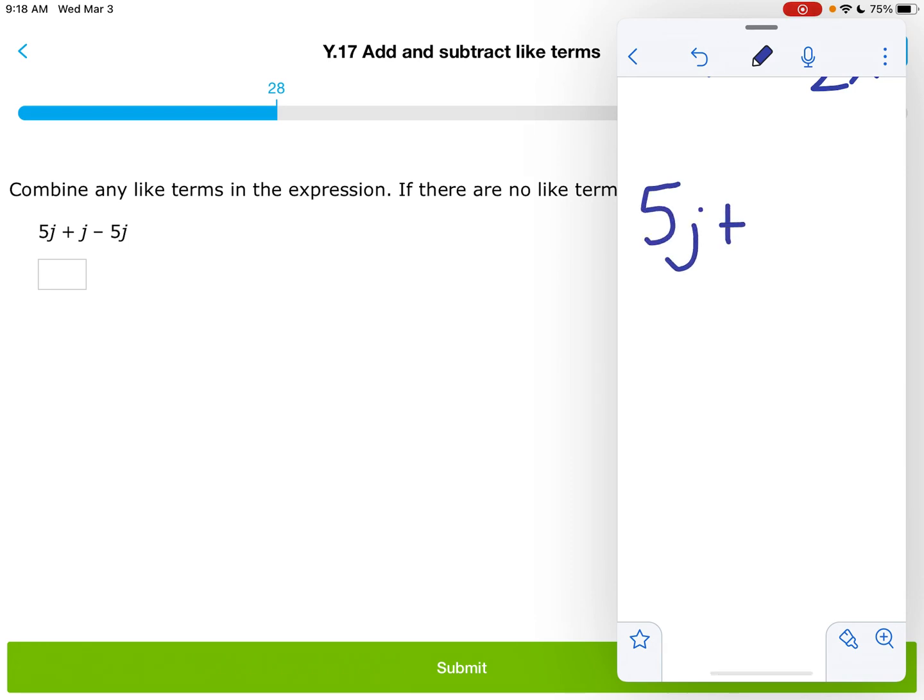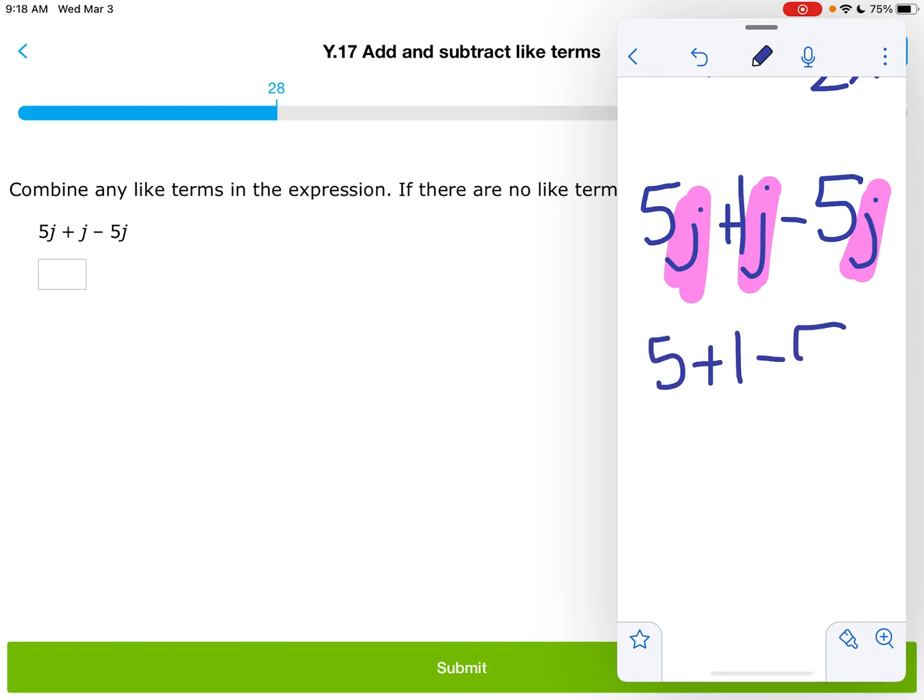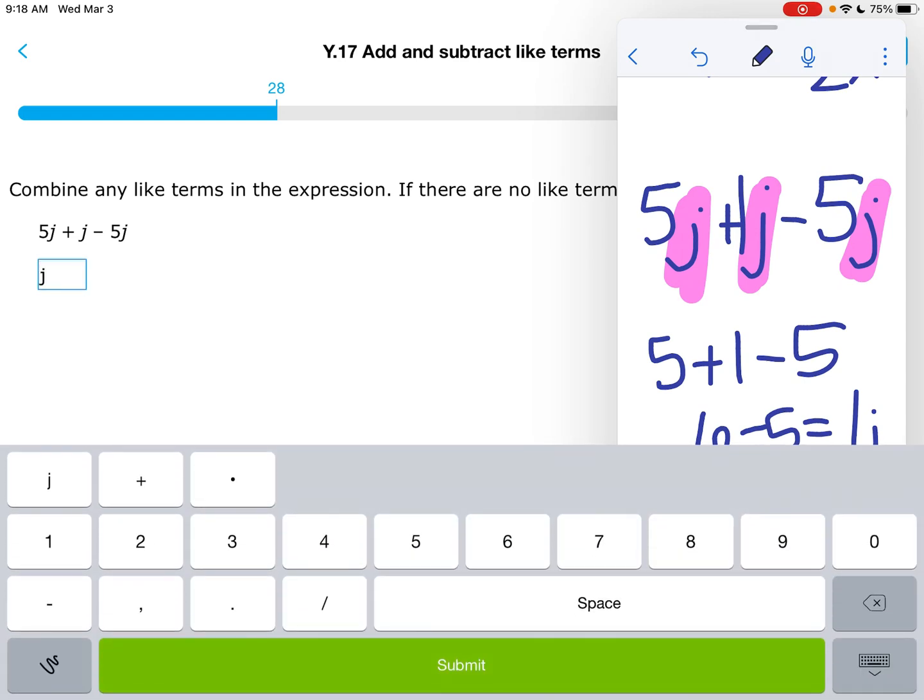This time we have 5j plus j minus 5j. So if you notice, they all have a j. So what that means is we can go ahead and combine them. So we are going to take 5 plus, remember that's a 1, minus 5. 5 plus 1 is 6. 6 minus 5 is 1. And then we add our j on. And 1j is the same as just j.